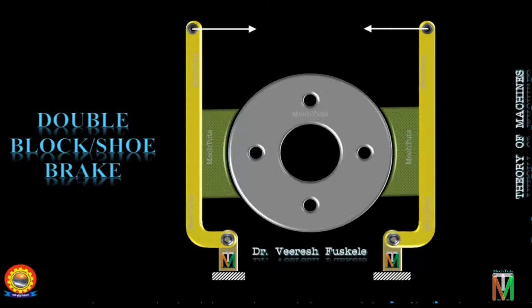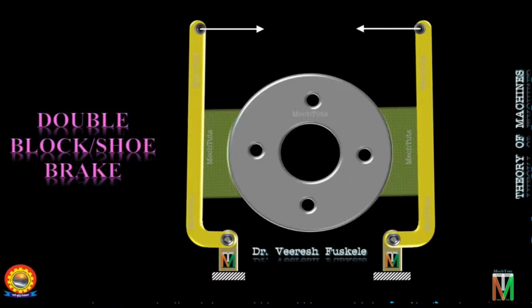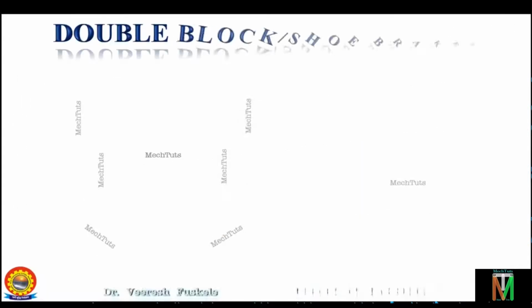Now let's see how this works. Let's see it once again. So this is how the forces are applied from both the sides on the drum to make it stop. So you can see here that the braking torque in case of double block brake becomes 2 times as the torque is applied from both the sides. Now let's see the forces that will be acting on the drum and the block.